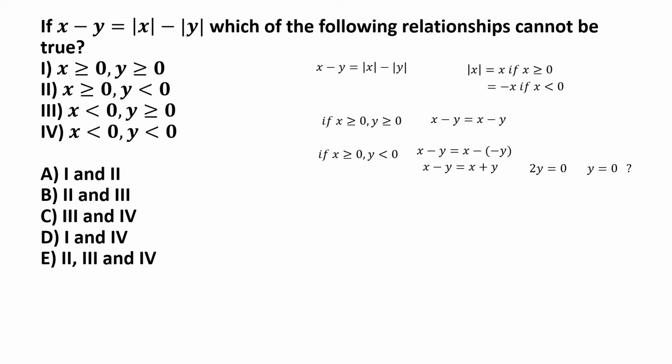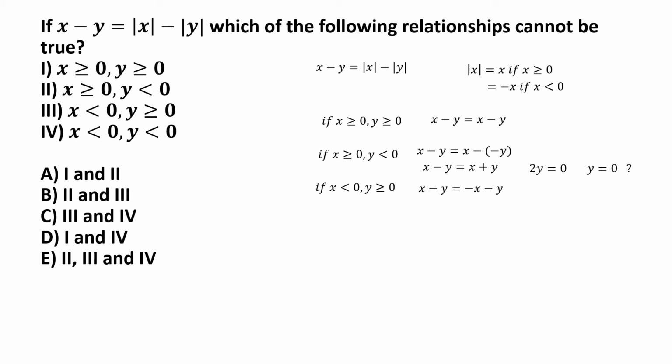Now let's look at the third option, the third domain, x less than 0 and y greater than or equal to 0. Again, the left hand side remains the same, x minus y, but on the right hand side, this time mod x becomes equal to minus x because x is negative. But mod y is simply y, because y is greater than or equal to 0. Just keep the definitions of the absolute value function, or the mod operation, in mind, and it will be easy to obtain these kinds of relationships that we are seeing here.